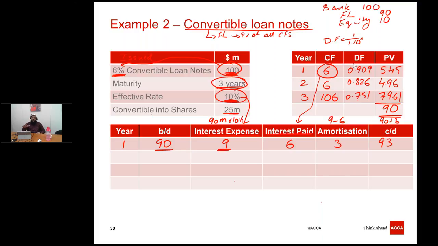And if the loan note holder asks for the shares, I don't have any obligation to deliver cash. So if it requires cash, I have an obligation. If it requires shares, I have no obligation. Now, do I have an obligation or not? I have actually both, an obligation and not. So the obligation is liability and not obligation is equity. So that's why we are splitting it into both.